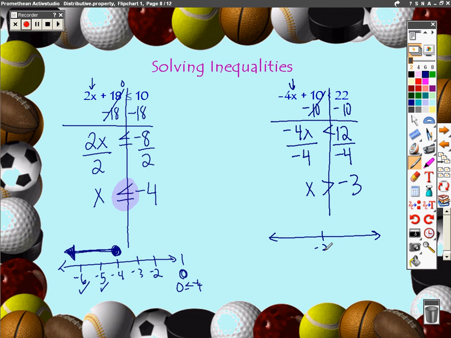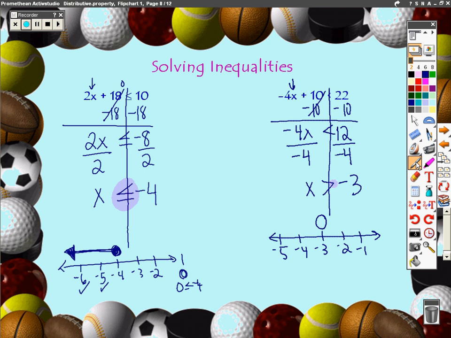I'm going to put negative 3, negative 2, negative 1, negative 4, and negative 5. Now because it's greater than and not equal to, I'm going to have an open circle because we're not really including the negative 3. Now if I look, this points to positive numbers, therefore it's greater than, because positive numbers are greater than negative numbers.